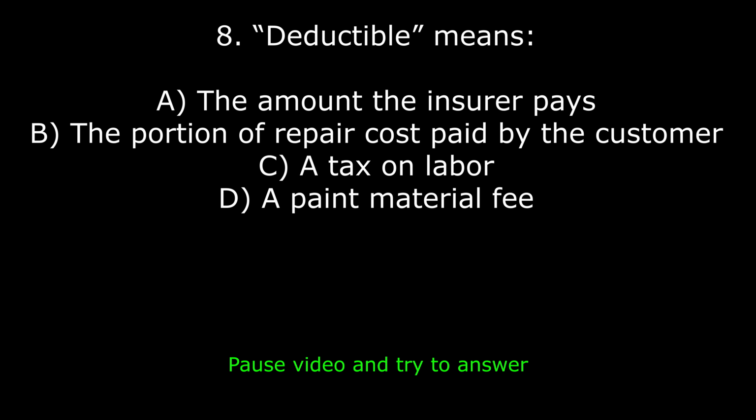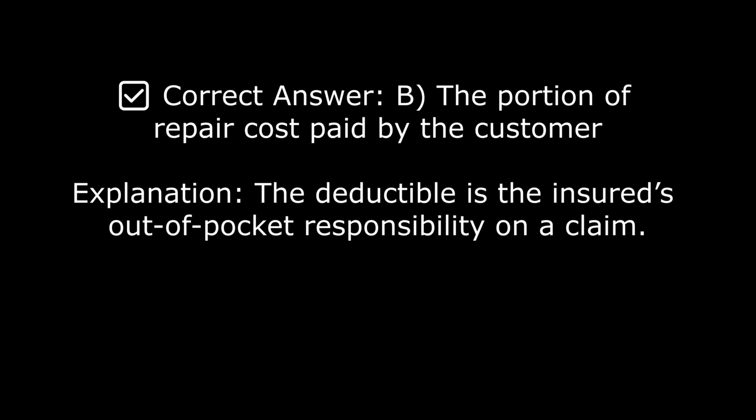8. Deductible means A. The amount the insurer pays. B. The portion of repair cost paid by the customer. C. A tax on labor. D. A paint material fee. Correct answer is B, the portion of repair cost paid by the customer. Explanation: the deductible is the insured's out-of-pocket responsibility on a claim.